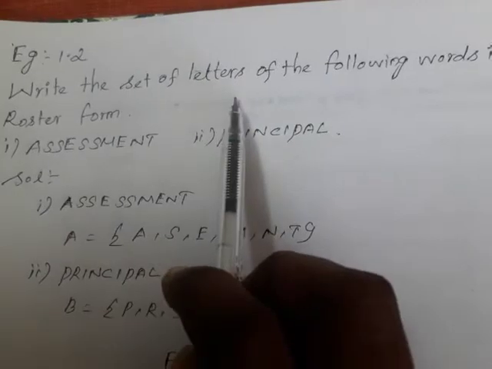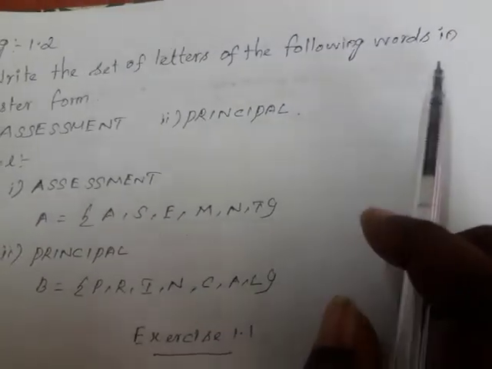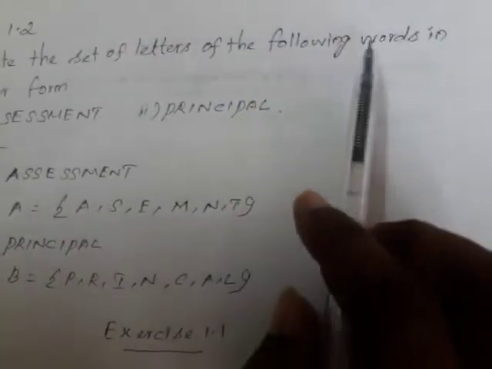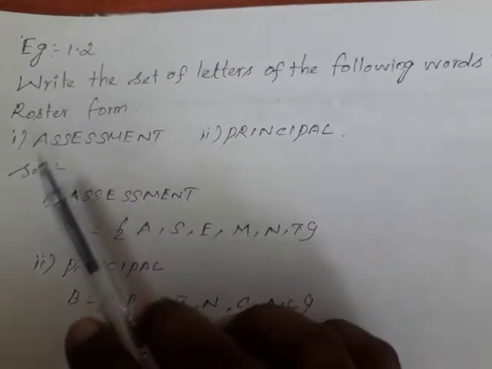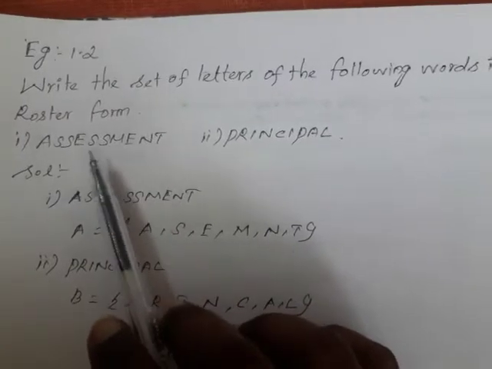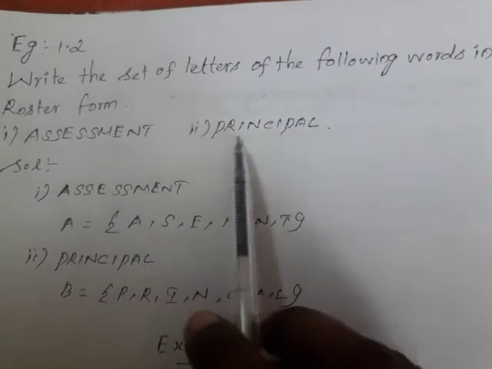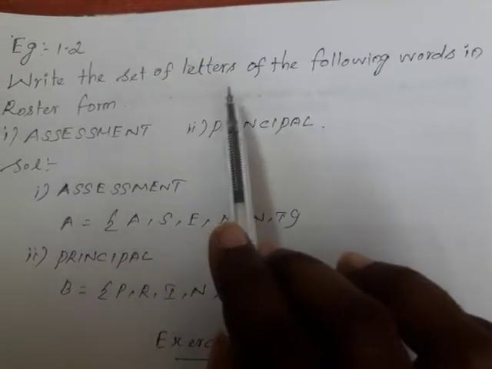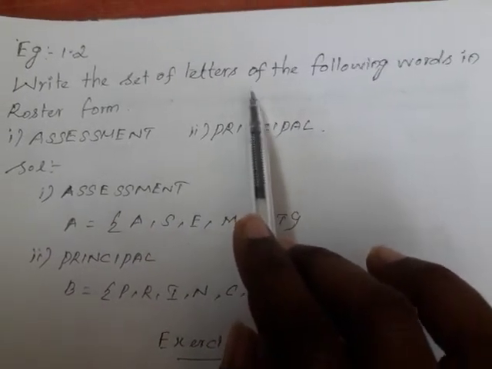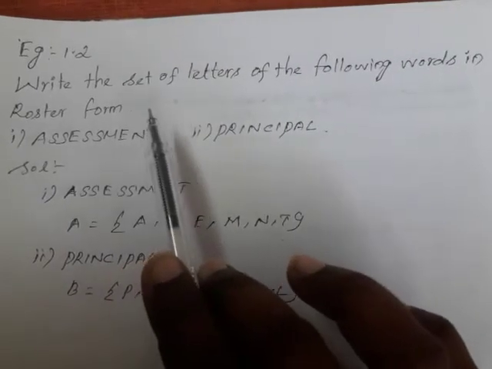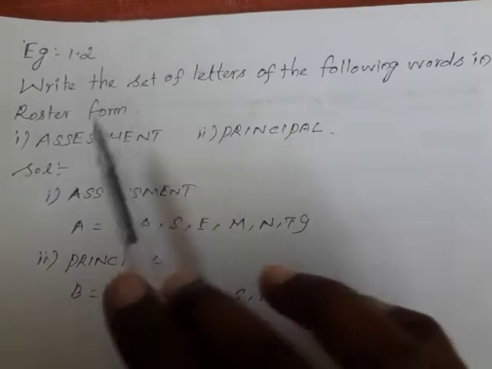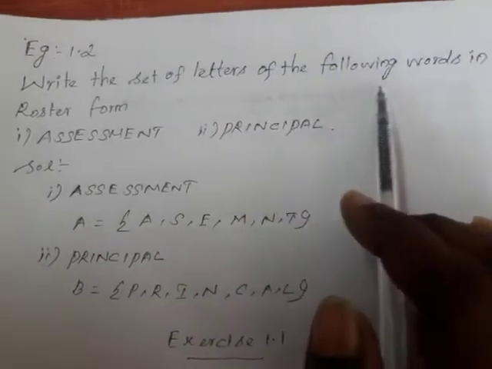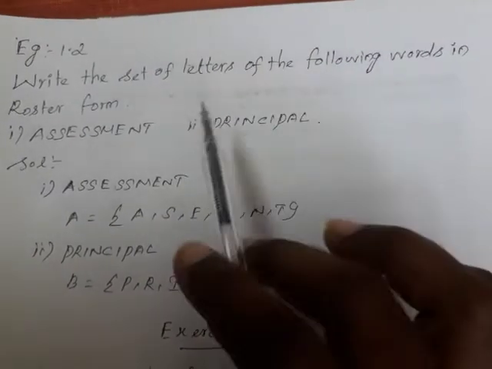Write the set of letters of the following words in roster form. First one, they have given the word assessment. The second one, they have given the word principal. What is the question? The set of letters is given, and you have to write it in roster form. What is the meaning of roster form? Roster form means listing all the elements within the brackets.